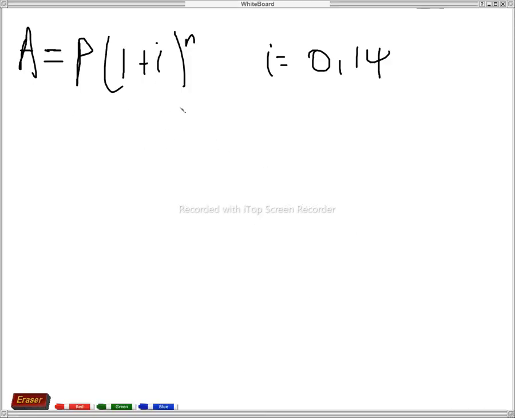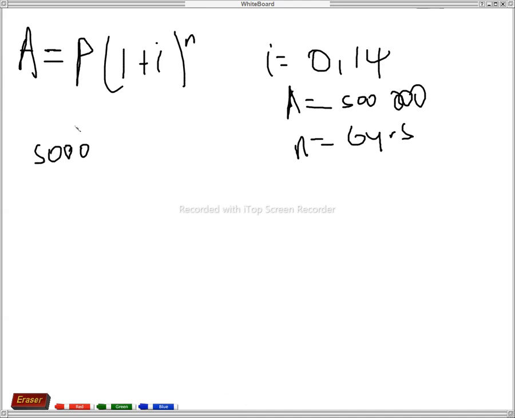Our A is 500,000, and our n is 6 years. So this is just the given data that I'm having. I guess this is the information that I'm given here. So let me just substitute my data. I have 500,000 as my accumulated amount A, and I don't have P. P is the one we are looking for.